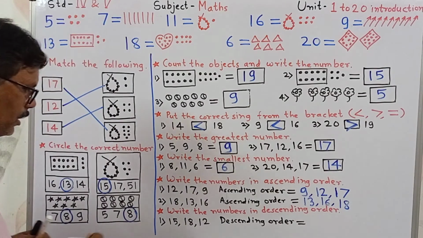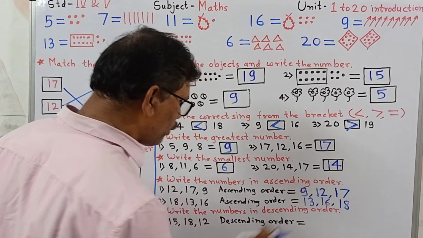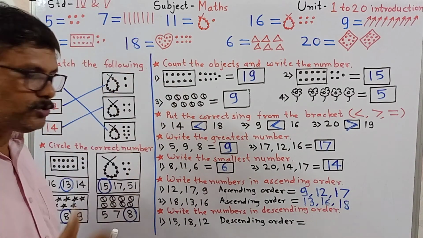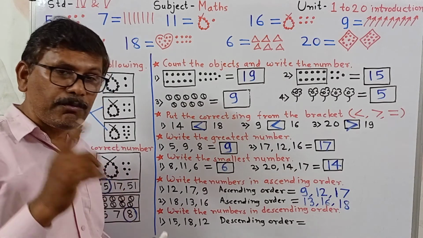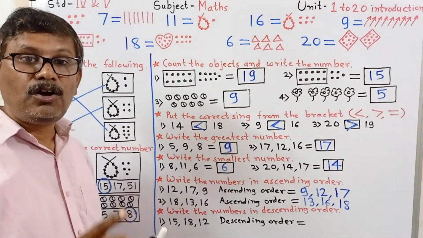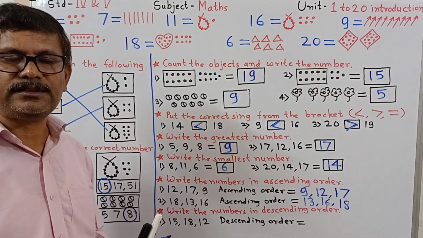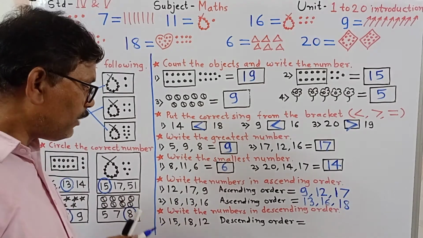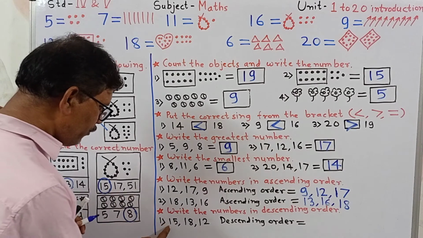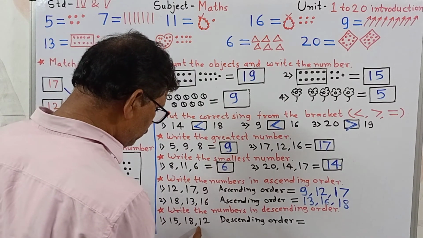Okay. Now write the numbers in descending order. You know, descending order means downstairs. In descending order we must write first the greatest number. And which is the greatest number? 15, 18, 12.